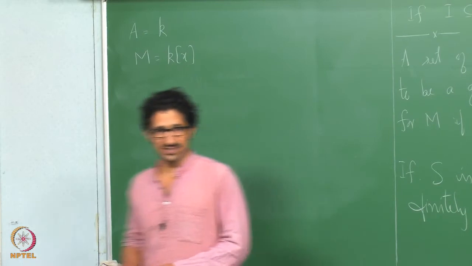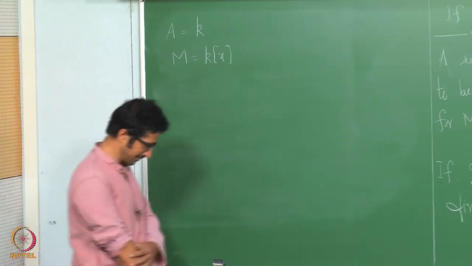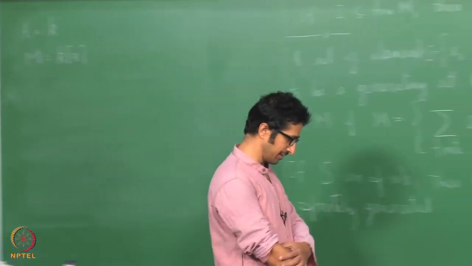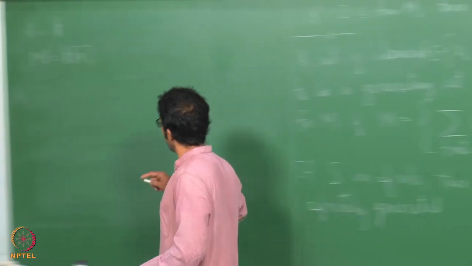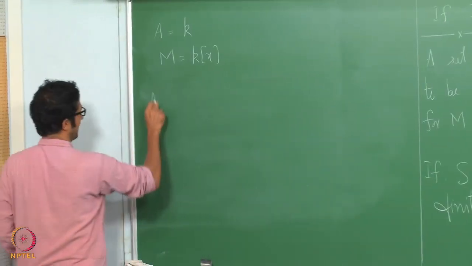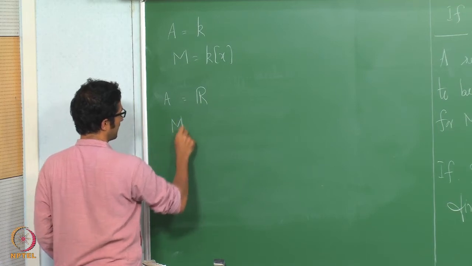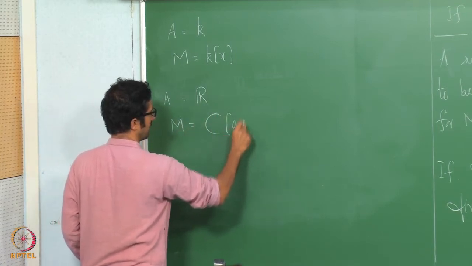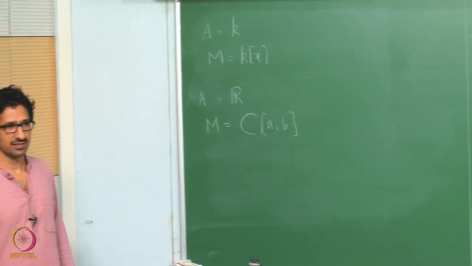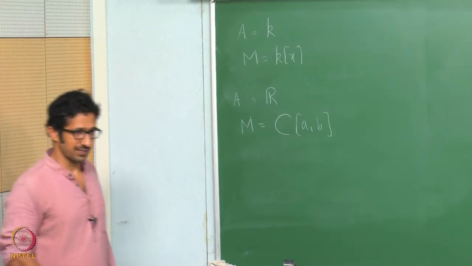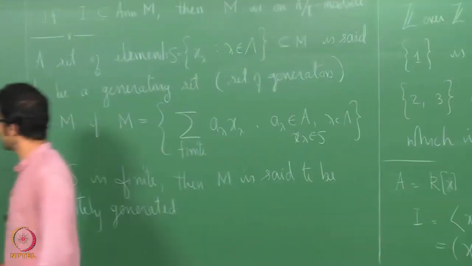That's a natural infinitely generated module over K. And if you take A to be R and M to be C[a, b], again, an example coming from the vector space theory.